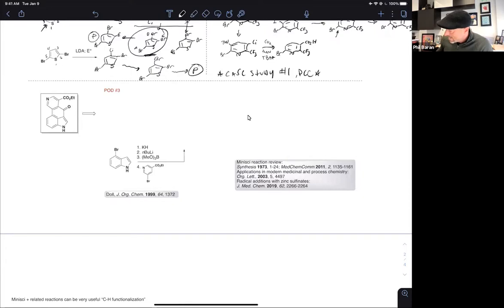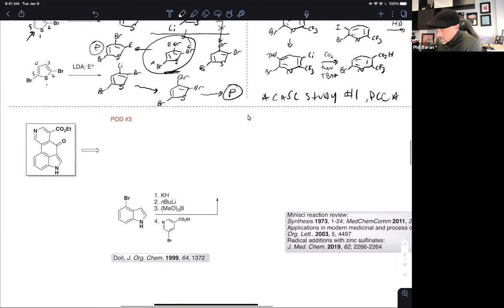Let's take a look at how radicals can be used in functionalizing various heterocycles. One emblematic example of this is a synthesis of this ergot alkaloid precursor shown here. So we need a good disconnection on this molecule. I wonder if there are any suggestions out there.